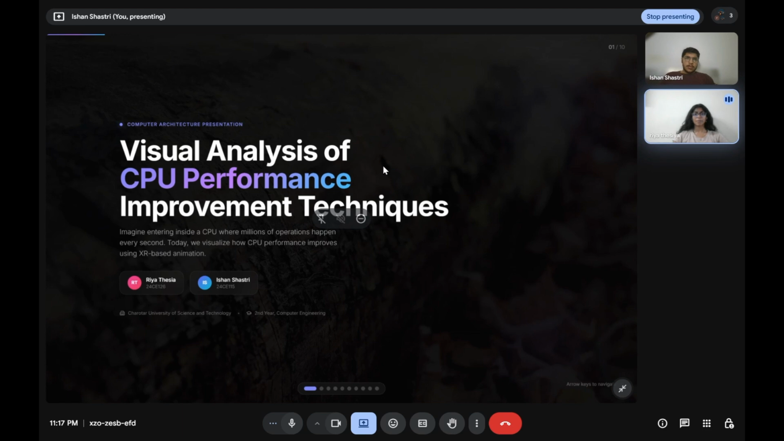Imagine entering inside a CPU where millions of operations happen every single second. Today we are not learning the theory. We are going to visualize how the CPU performance improved using the exam-based animations.